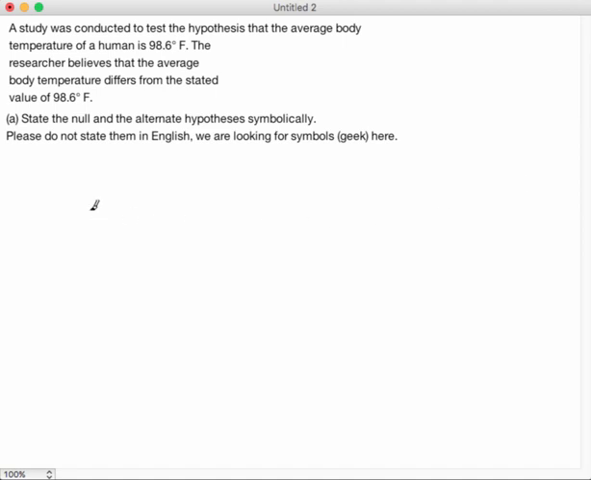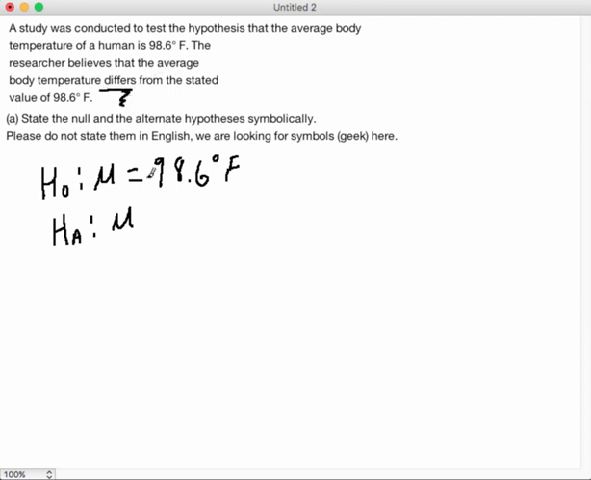Let me get my pen out here. And so the null hypothesis would be that the mean is as stated. It's 98.6 degrees Fahrenheit. Now remember that the alternate hypothesis, H sub A, is always going to be the researcher's hypothesis. And our researcher here thinks that the body temperature differs from 98.6, right? Notice the word differs right here. That's important because that means that mu is not equal to 98.6. If he had said it was greater than 98.6, we would have used a greater than, or a less than 98.6, we would have used a less than.